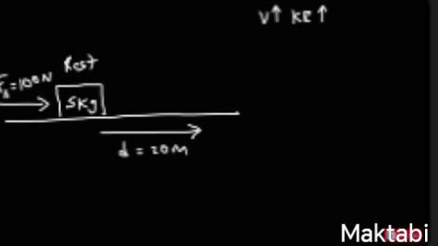Now, this block is not moving in a vertical position, so it's not going to gain any potential energy. We're not increasing the height of the block above the ground. We're moving it to the right. And so the potential energy is going to remain constant because the height is not changing.